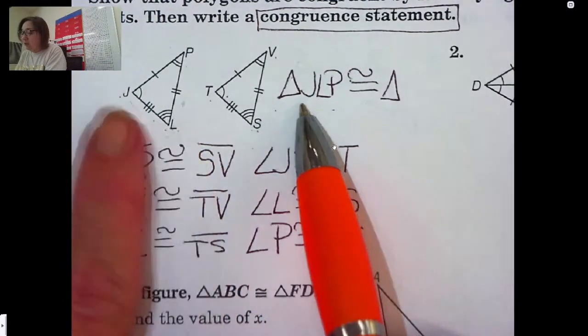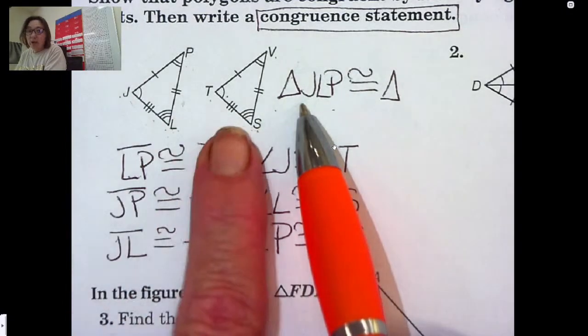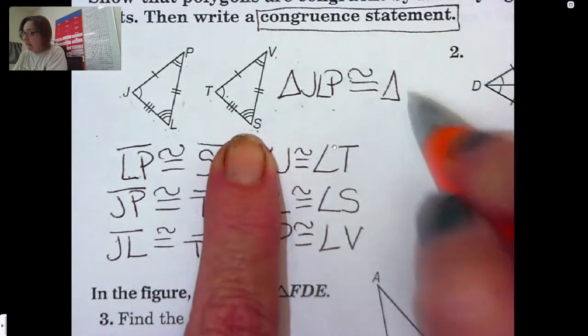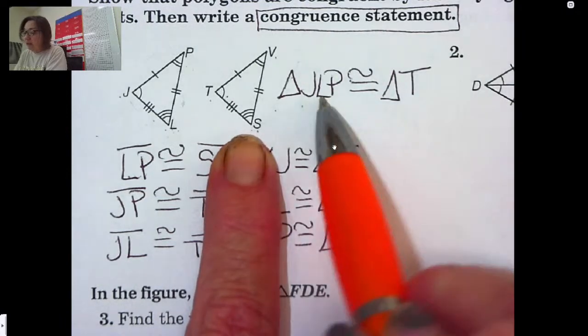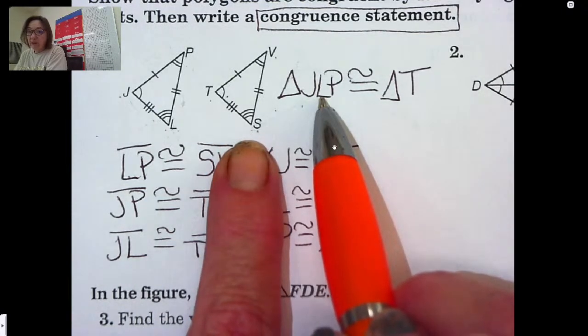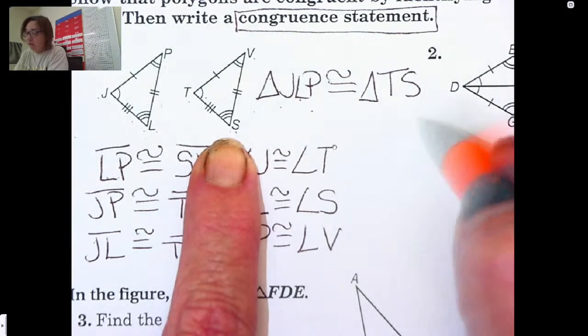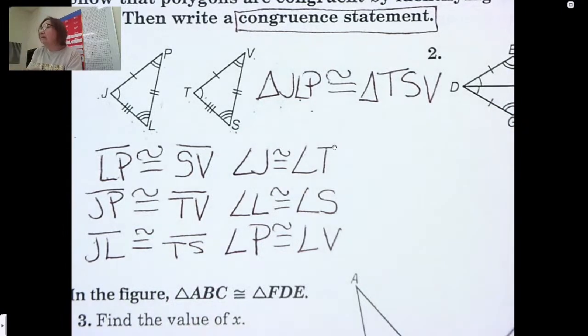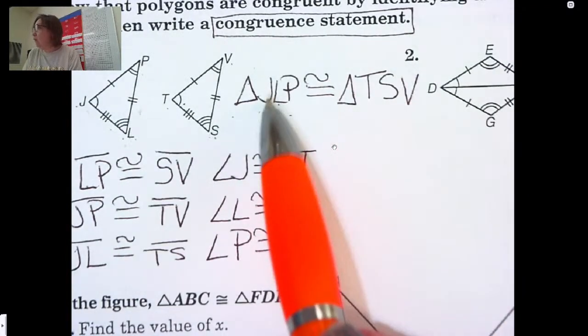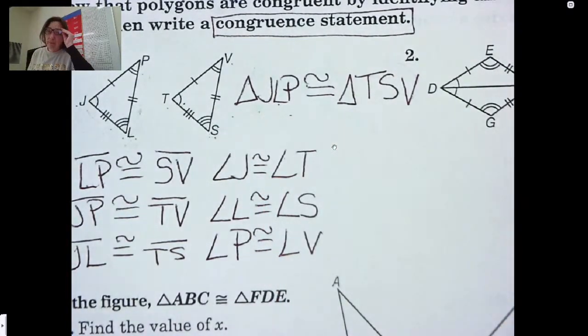So what angle is congruent to J in this triangle here? So we put T. And then what angle is congruent to L? S. And then what angle is congruent to P? V. So see, now it did wind up being alphabetical because that's just the way they have the problem laid out, but it didn't necessarily have to be. Y'all see what I'm saying? We match up the angles from this one with the angles in that one. Okay? And that's it. We're done with number 1.